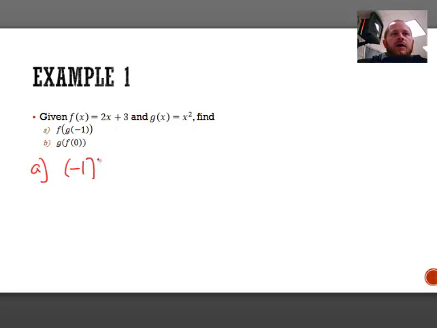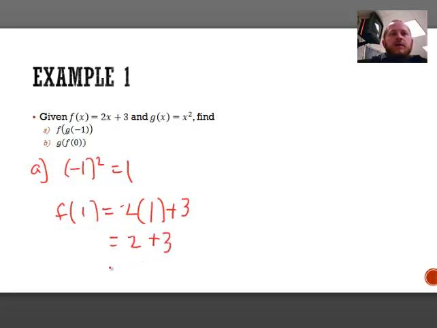That gives me negative 1 squared, which is equal to 1. Now I'm going to take the answer from my inside function, g, and plug it into my second one. So f at 1 means I'm replacing my x with a 1, which gives me 2 plus 3, which gives me 5. So that's my final answer.